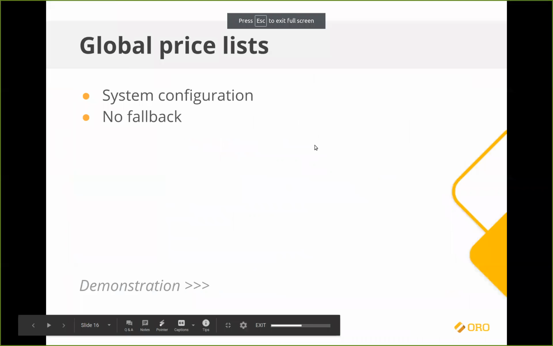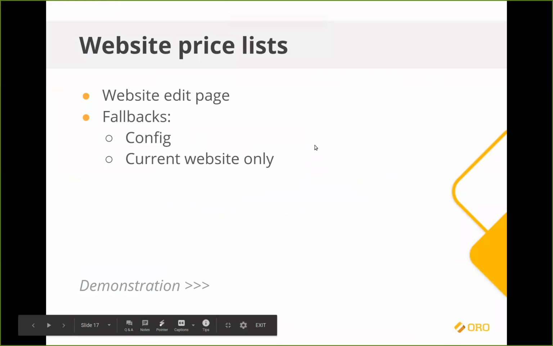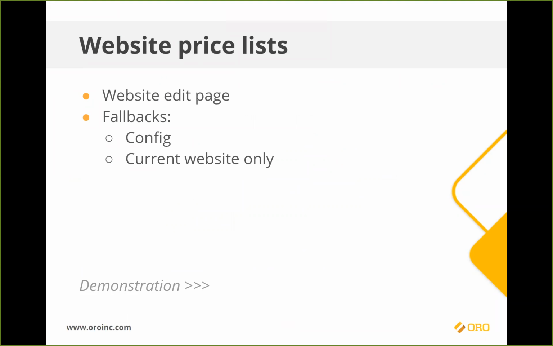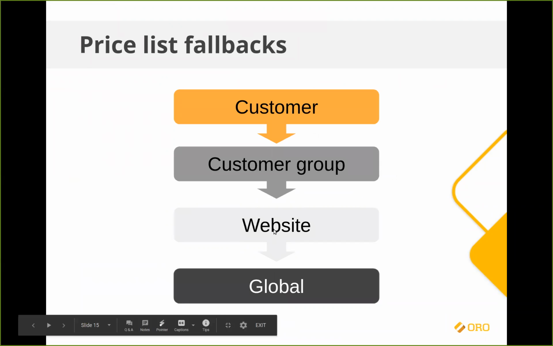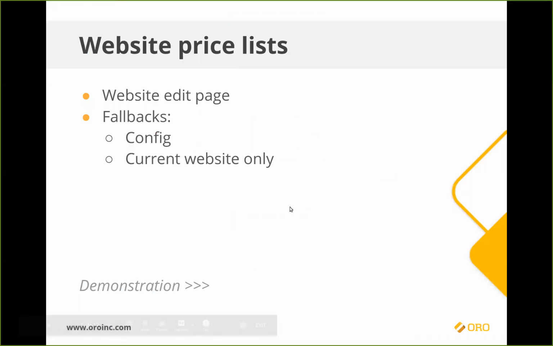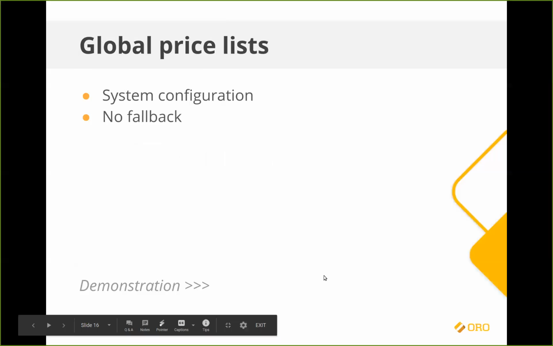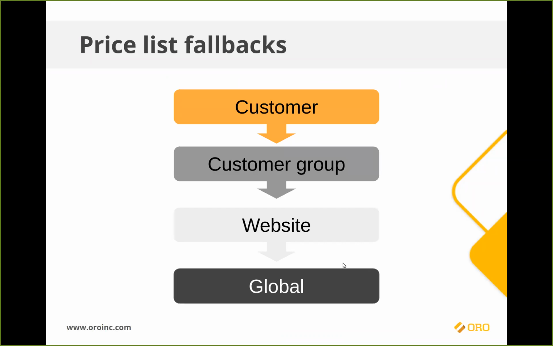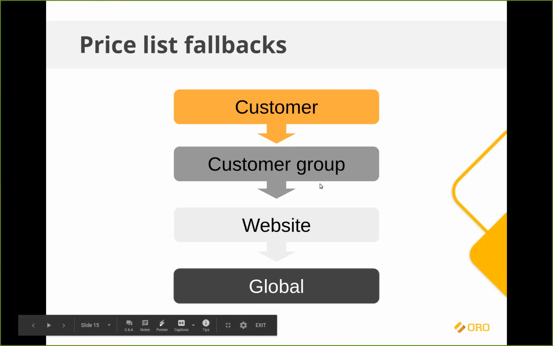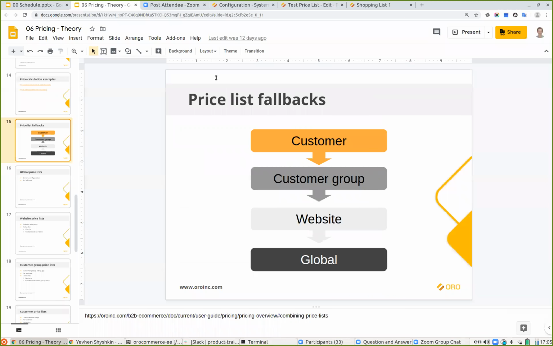Next level is the website level. There you can set price lists on the website edit page. And there you may already have fallbacks. You may have the fallback to the global level, the system configuration level. So this is that arrow from website to global. Or you can use current website only. And in this case, it means you are going to block this level, which means that the application is going to totally skip the global level and use only three levels: customer, customer group, and website. Let us see how it works.